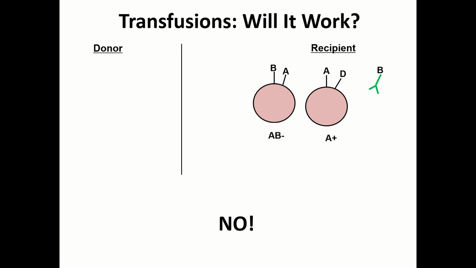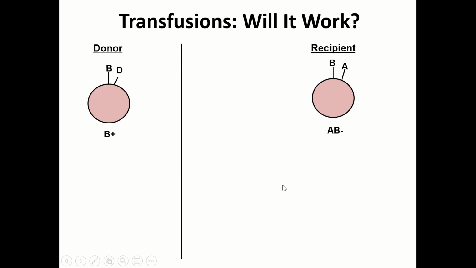Again, the issue here was not necessarily what antibodies were coming from the donor. Those tend to be so small in number, it doesn't matter. But what's important is whether or not the antibodies in the recipient will recognize and bind to the antigens from the donor. Here's another example for you. So the donor here wants to donate B positive blood, while the recipient has AB negative blood.